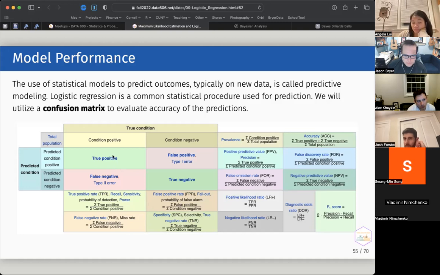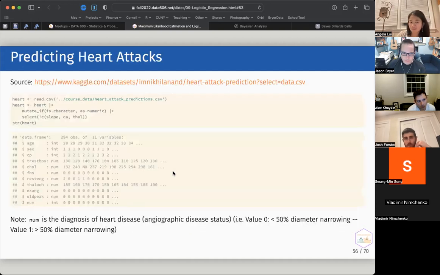But this bit right here is going to be one of our key metrics, and we're going to call that a confusion matrix. And I'll explain that in a second.